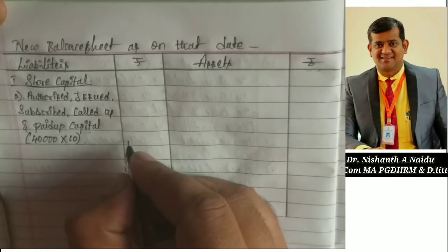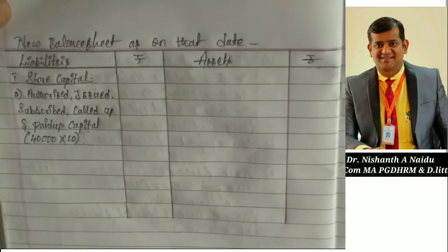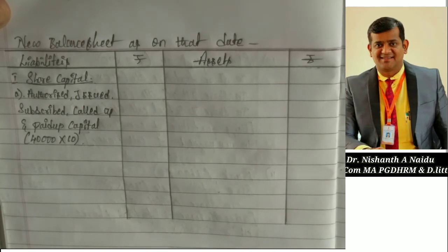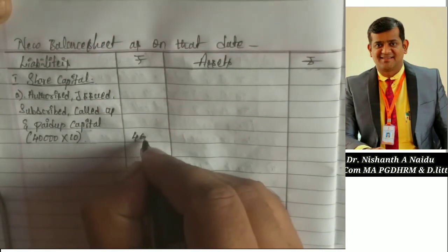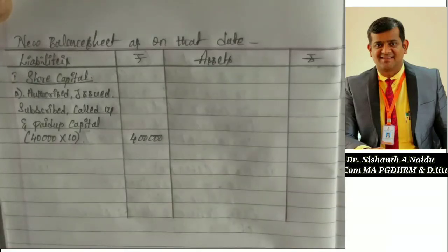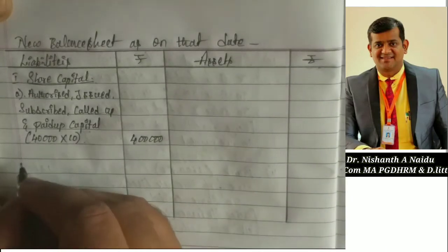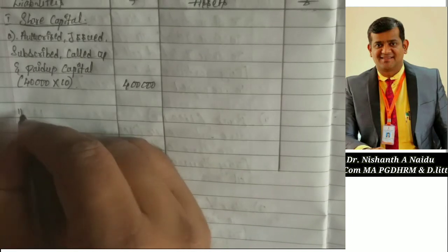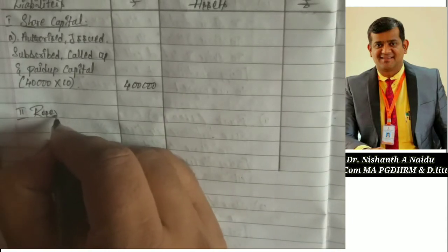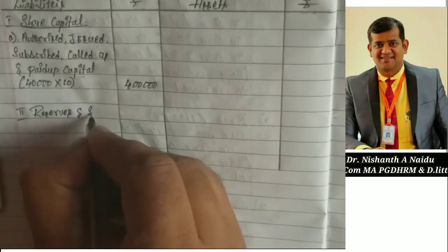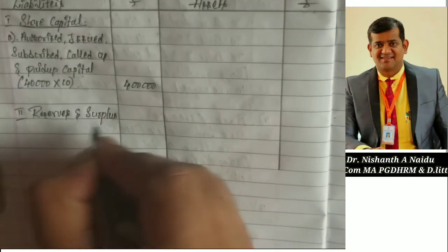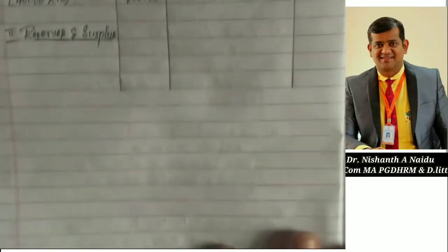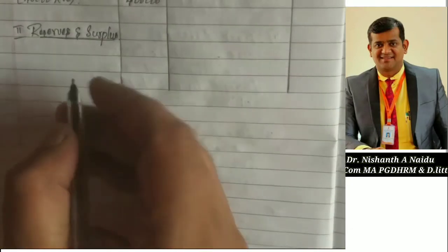So that is how much? 40,000 into 10. So that is 4 lakh rupees. Okay, so understood, 4 lakh rupees. So that we have done with the share part, that is share capital. So next is second main, that is reserves and surplus.